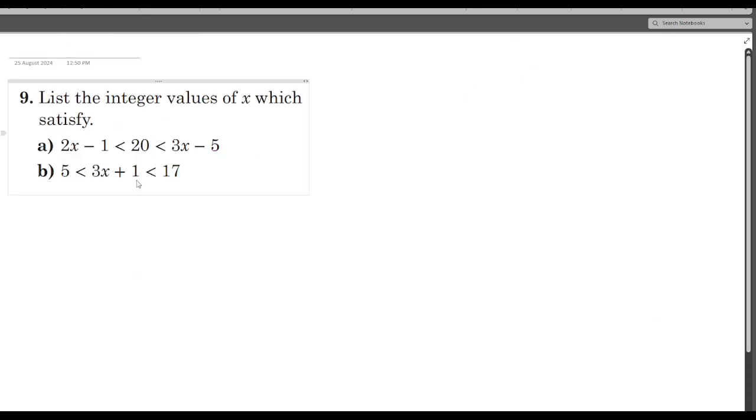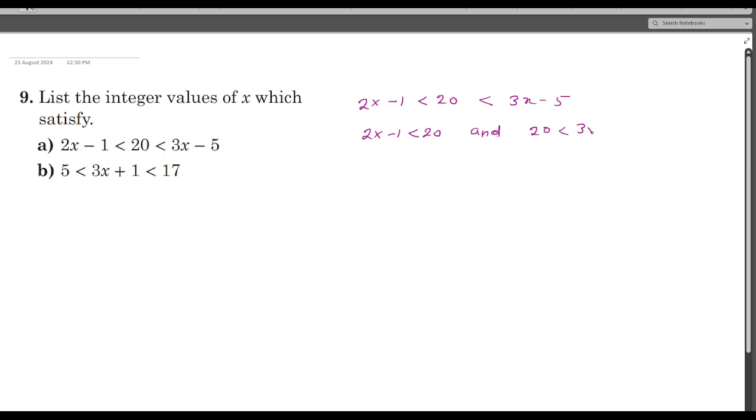Now, next question. List the integer values of x which satisfy this condition. Now, what is given? 2x minus 1 is less than 20 and 20 is less than 3x minus 5. Now, this inequality I will split. 2x minus 1 less than 20 and 20 is less than 3x minus 5. Then here I will add 1 both the sides. So I have 2x is less than 21 and here I will add 5 both the sides. So 25 is less than 3x.